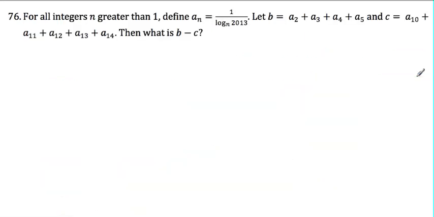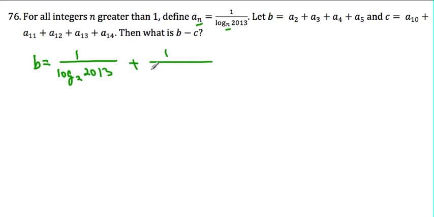Alright, let's move on to number 76. Here a sub n is this way, and where n value here matches with n value here, that b becomes this way. Then a sub 2, in other words, 1 over log base 2 of 2013, plus the second one becomes 1 over log base 3 of 2013.